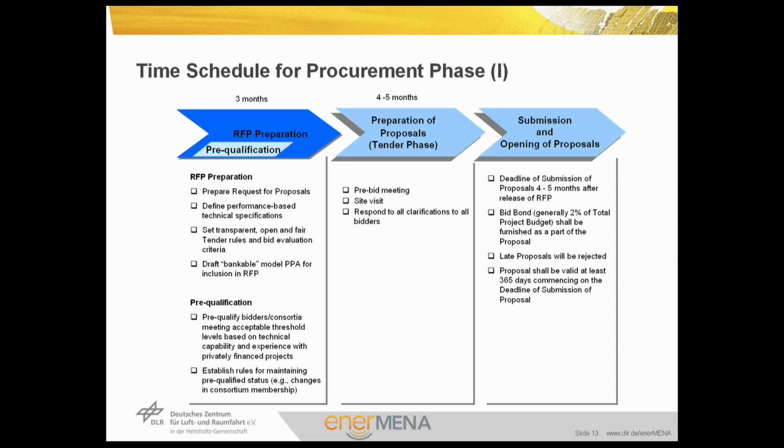So normally in the submission and opening of proposals, the deadline of submission is very important. Late proposals will be rejected. A bid bond, generally 2% of total project budget, shall be furnished as part of the proposal. The validity of the submitted proposals is important and normally shall be defined to be at least 1 year after the deadline of submission of proposals.